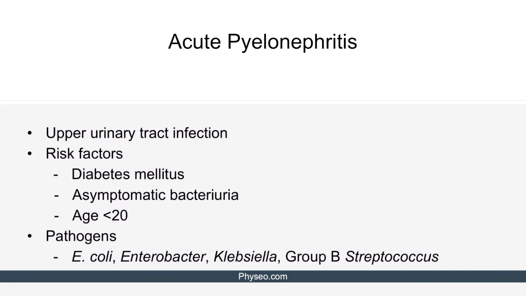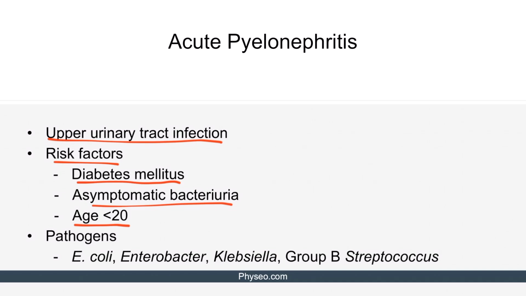Acute pyelonephritis is an upper urinary tract infection that involves the kidneys. The risk factors for acute pyelonephritis during pregnancy include a history of diabetes mellitus, asymptomatic bacteriuria, and age less than 20 years. Now, the reason that diabetes is a risk factor is because diabetes results in glucosuria, which allows bacteria to grow in the urinary tract.